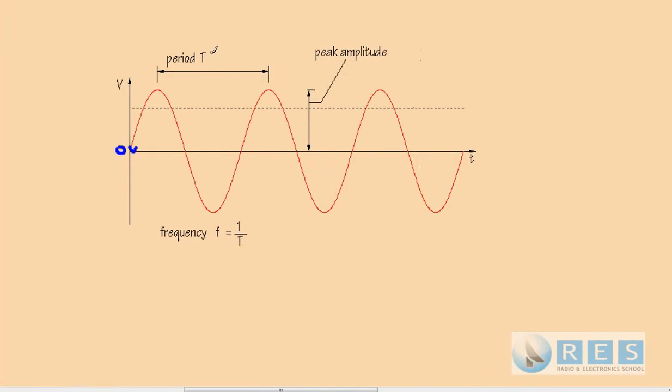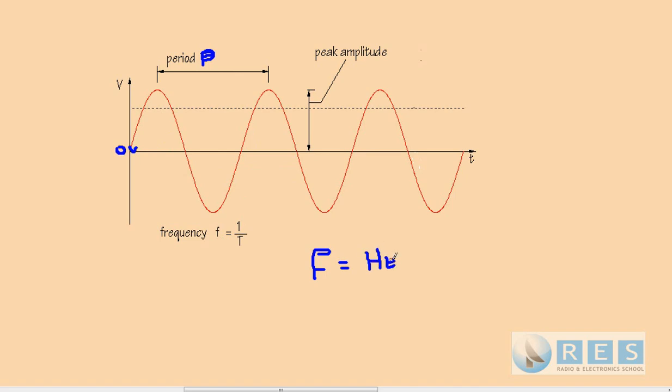Here we've got a better sine wave. Let's have a look at it. This is 0 volts here. This time, the time taken for one cycle, and that is one cycle between there and there, is called the period, and the symbol for period is a P. And the number of cycles per second is called the frequency, and frequency is measured in hertz.